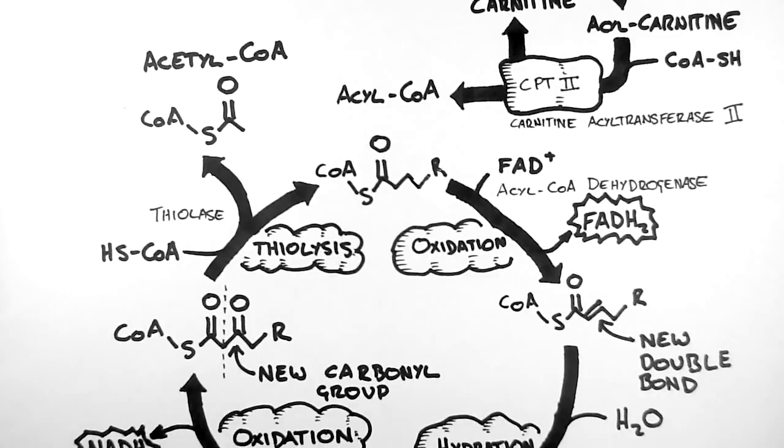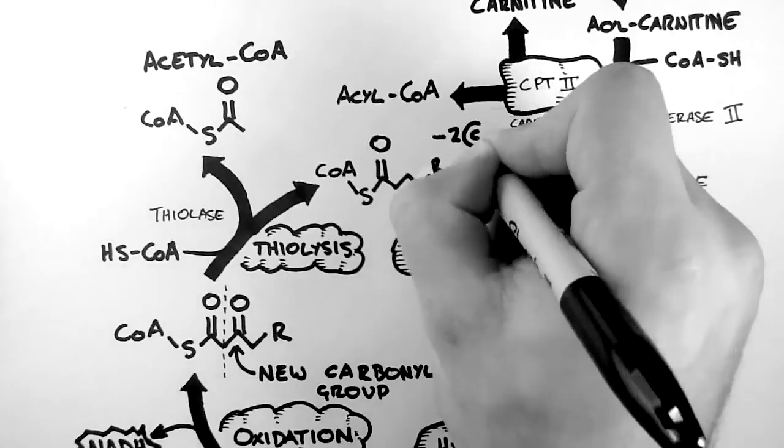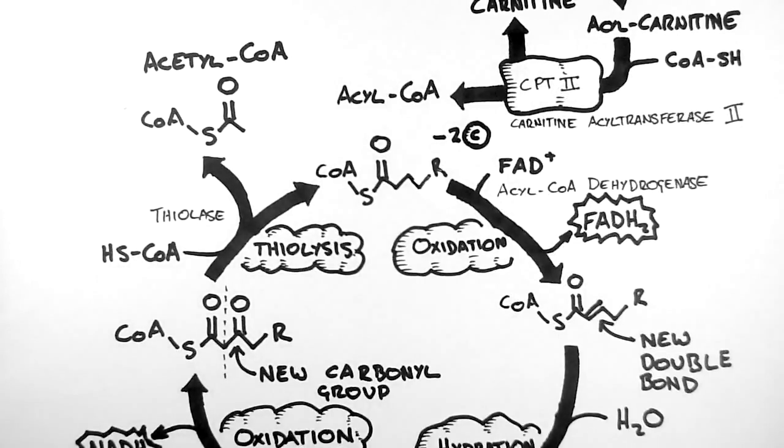And I'll just put a reminder here that every time the molecule goes around the cycle, it has 2 fewer carbons. The molecule will keep going around the cycle until there are no more carbons left. To recap, the acyl-CoA has 2 carbons removed from it in the form of acetyl-CoA every time it goes around this cycle. This happens until there are no carbons left.